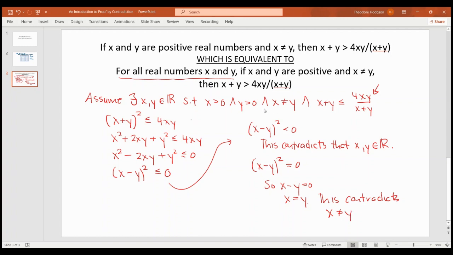So we know that the negation cannot be true. Since the negation cannot be true, it leads to a logical contradiction. We know the original statement must be true.